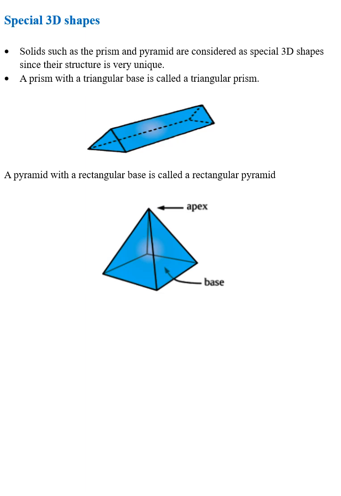A prism with a triangular base is called a triangular prism. This is the shape of a triangular prism where its base is a triangle. That is why it is known as a triangular prism. Next is a pyramid with a rectangular base. It is called a rectangular pyramid. You can see it in this figure because its base is a rectangle and this top is known as an apex. Because its base is a rectangle, that is why we call it a rectangular pyramid.